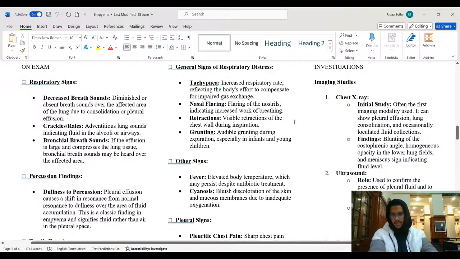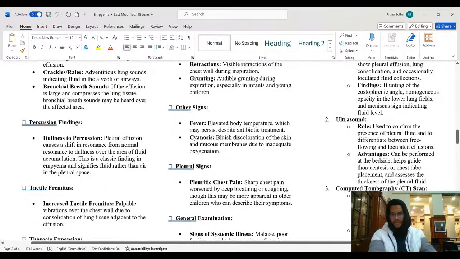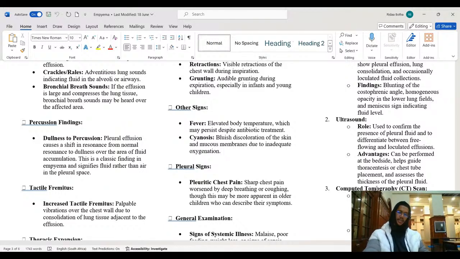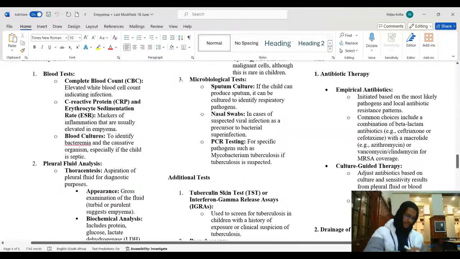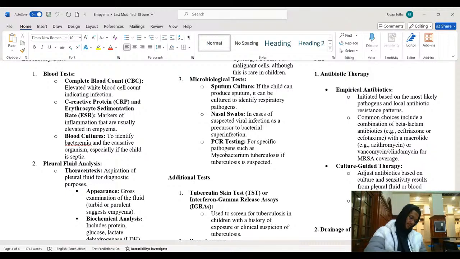The ultrasound is essentially to confirm the presence of the pleural fluid and demonstrate free flowing and blocked effusions. And then CT essentially for detailed visualization of the pleural fluid. Now blood tests, so obviously you have your FBC for the white cell count, your CRP for the infection, and also you want to do a blood culture to identify the organism, especially in a child that is septic.